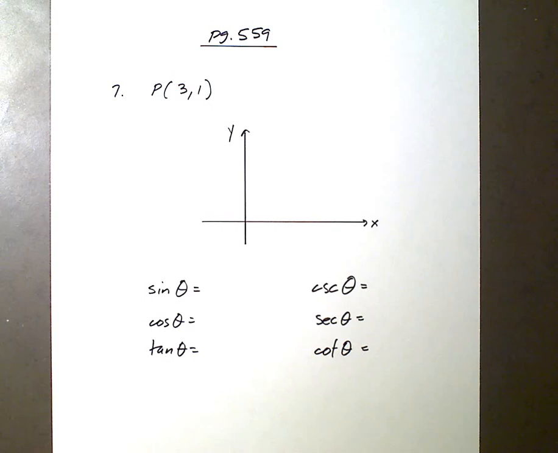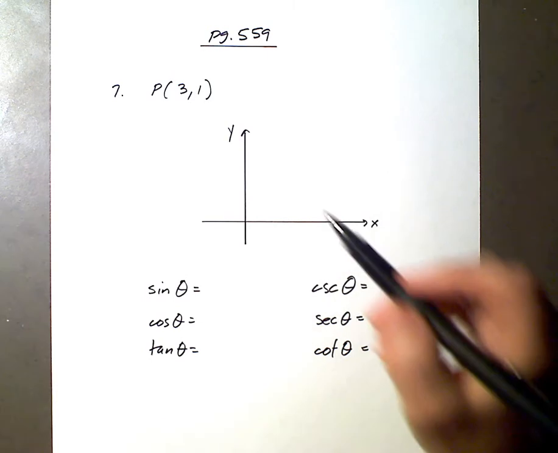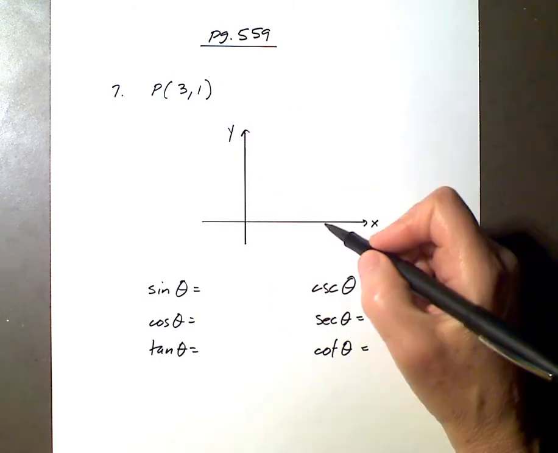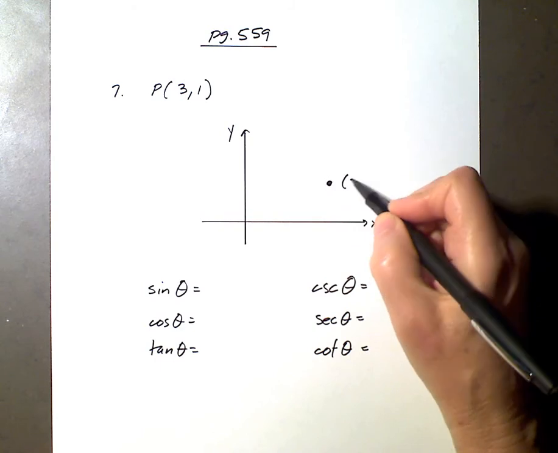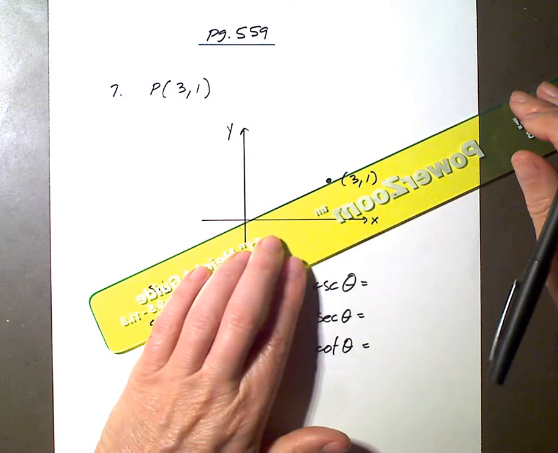Okay, this is number 7 on page 559, and we're supposed to find the values of the 6 trig functions for this angle theta in standard position whose terminal side passes through this given point. So the point (3, 1) would be over about 3 and up 1, so it may be somewhere up in here, in quadrant 1, which is the positive quadrant.